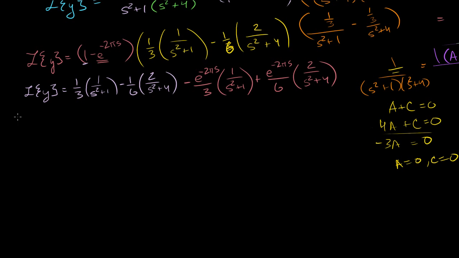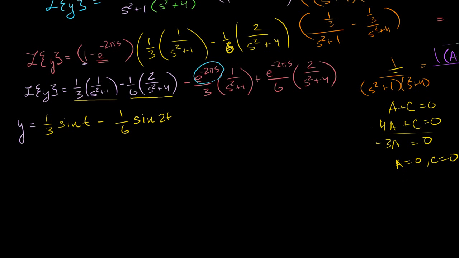And we get y is equal to the inverse Laplace transform of this guy right here, which is just 1/3 sine of t. And then this is minus 1/6 times, this is the Laplace transform of sine of 2t. That's that term right there. Now, these are almost the same, but we have this little pesky character over here. We have this e to the minus 2 pi s.